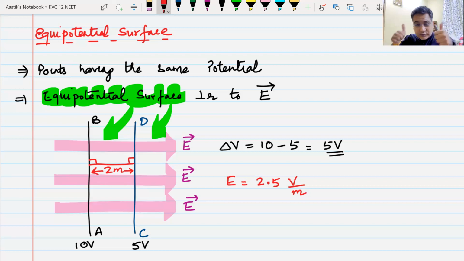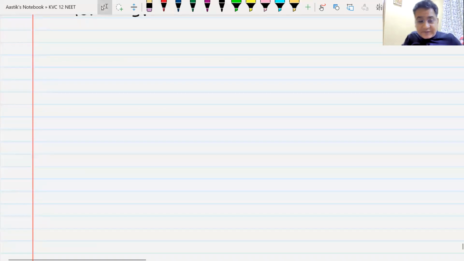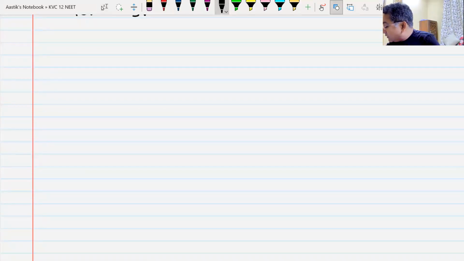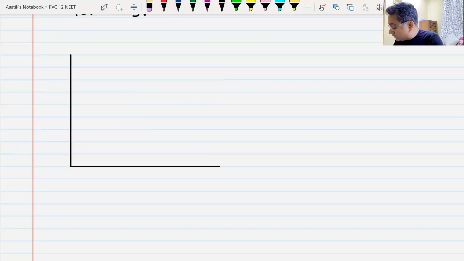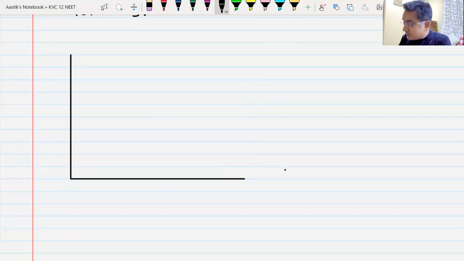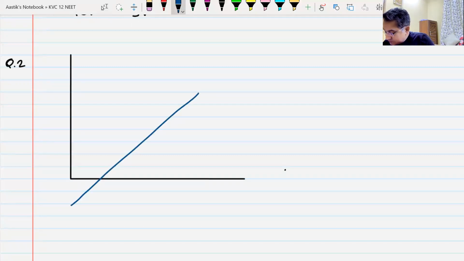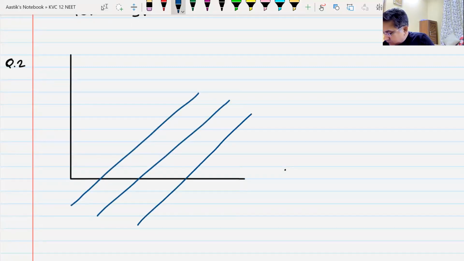Have you understood the concept of equipotential surface? Electric field lines are always perpendicular to the equipotential surface. Now let me ask you one more question based on this. I am very excited. Let us solve. Let me draw this first. I have these lines drawn like this. They are drawn at an angle of 45 degrees.